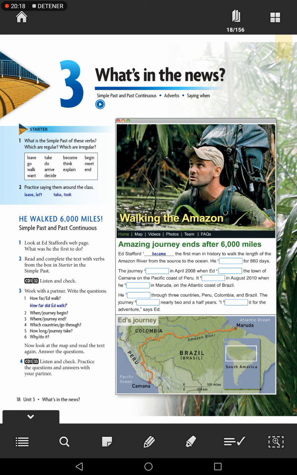What is in the news? ¿Qué hay en las noticias? As I told you before, this is simple past and past continuous. Later, in the next week, we're going to check the adverbs and sayings when, but this is the focus for this week. So we're going to start with the starter section. Esta es nuestra primera sección.